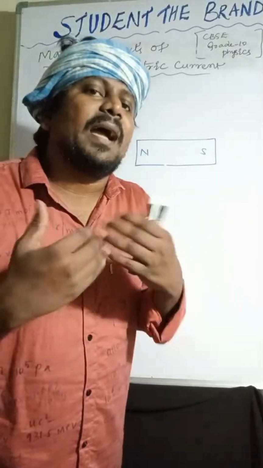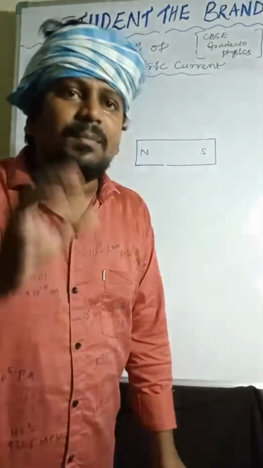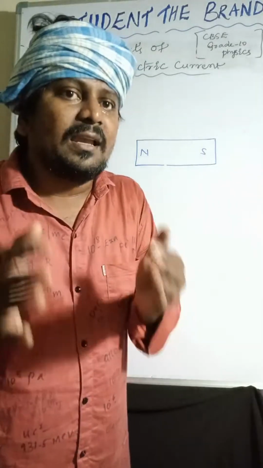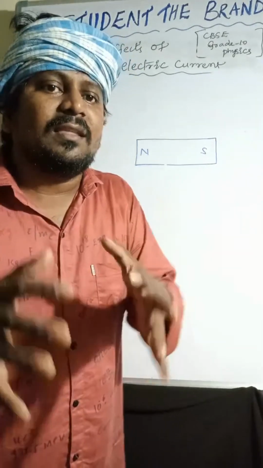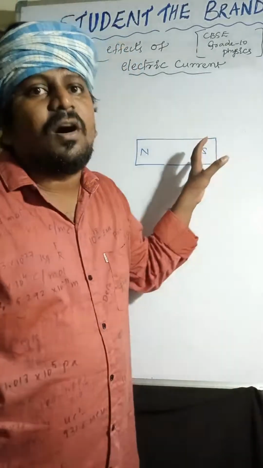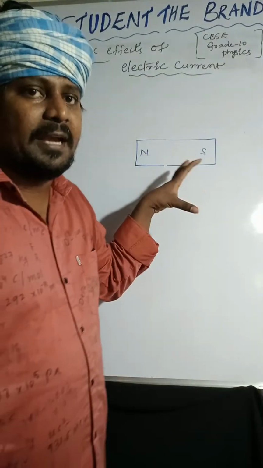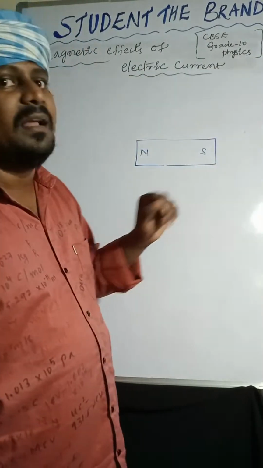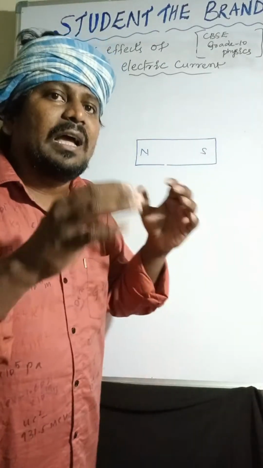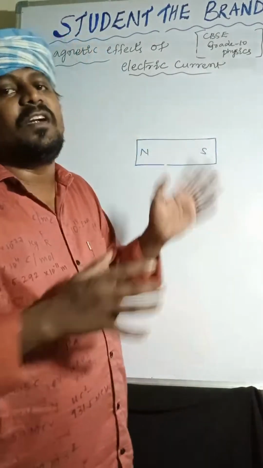So how will the magnetic field be? The magnetic field will be in the form of field lines around the magnet, around the bar magnet. I am considering the bar magnet. Around the bar magnet, the magnetic field will be there.